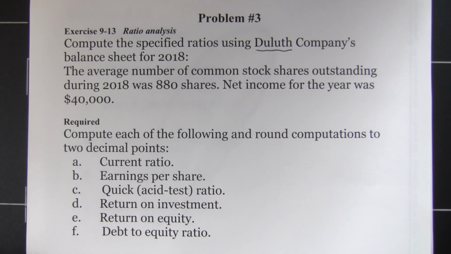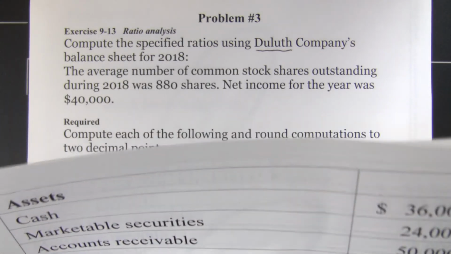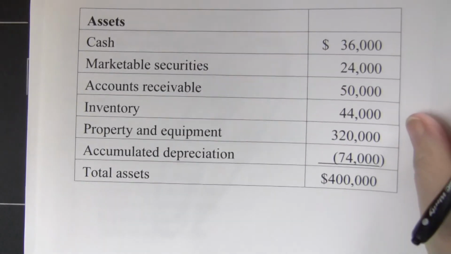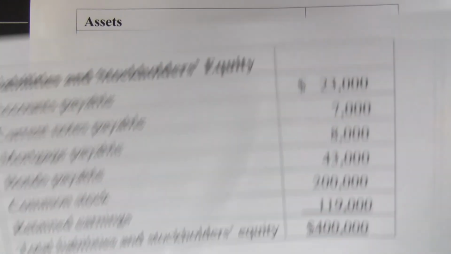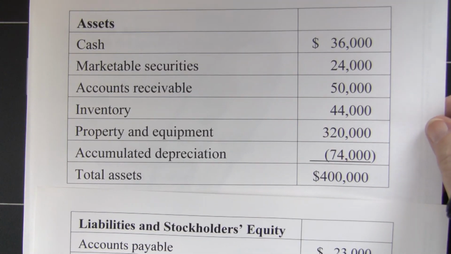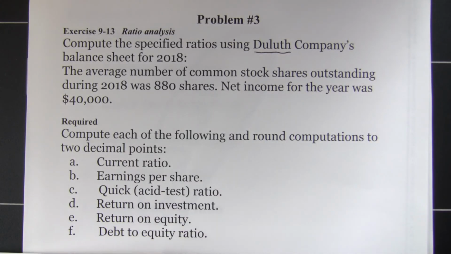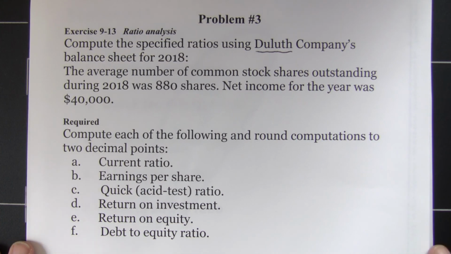And they're asking us, based on this information, and they give us the assets from the balance sheet, and they give us the liabilities and shareholders' equity. These two together form a complete balance sheet. And it says, using this information, which is readily available for publicly traded companies, compute the current ratio.